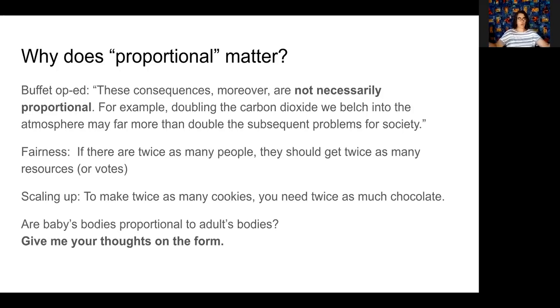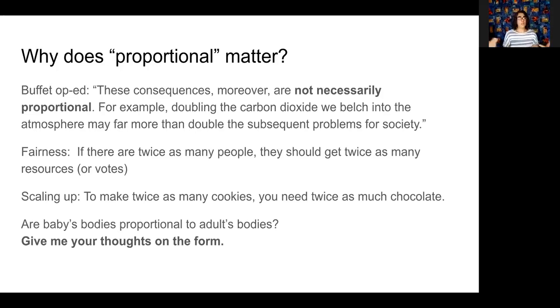It lines up with what we expect. When they are out of proportion, that's often where something interesting is going on, and we really want to understand what's happening. And that's what Buffett was talking about in that op-ed, that if you double the carbon dioxide, you might do far worse than doubling the number of problems. It can scale up explosively.